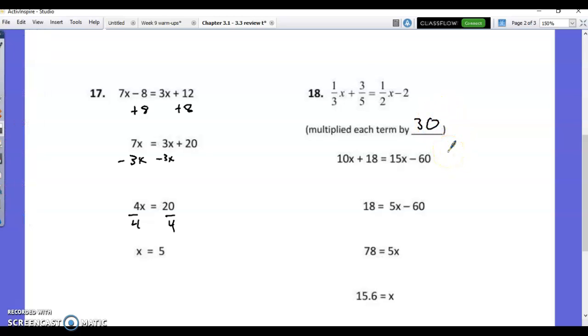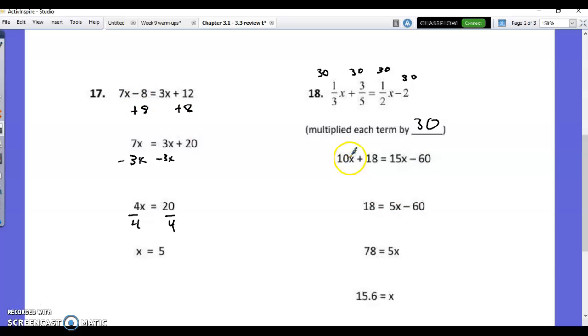So when we do that, and when we were doing this in class, remember we were taking the 30 here and just noting how we were doing that. And you would do it by the negative 2 as well, even though it's not a fraction. You have to multiply everything. So 30 times 1 divided by 3, 10. 30 times 3 divided by 5, 18. 30 times 1 divided by 2, 15. 30 times 2, 60. From here, now we're back at a two-step problem.